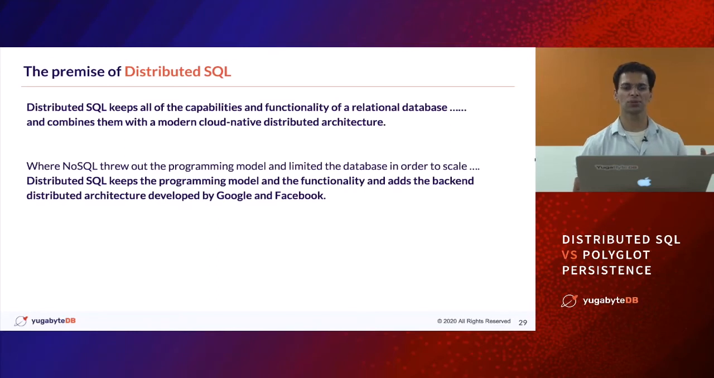Now, your NoSQL databases threw out the programming model because, hey, if you were sharding your database, you would be giving it up anyway. You'd be giving up transactions. You'd be giving up joins. So the NoSQL databases said, hey, why don't we give that up, but simply take care of the data distribution and replication and failover problem, right? That's what they did. But distributed SQL actually retains all of the SQL functionality, but adds elements of NoSQL in the sense that it can distribute, replicate, and automatically fail over data and queries.